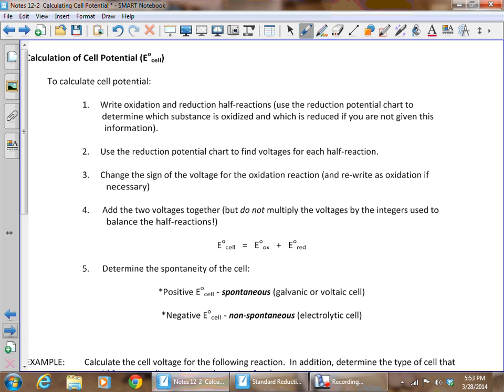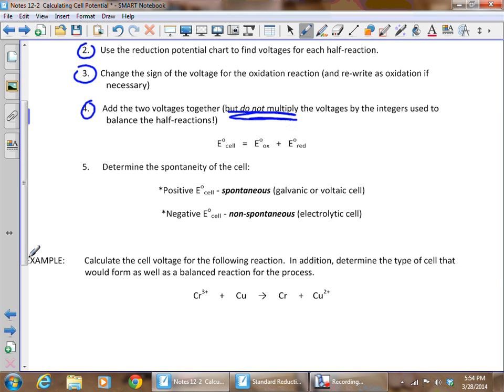So to calculate cell potential, we're going to need to write oxidation-reduction half reactions. We're going to use the reduction potential chart to find the voltages for each half reaction. We're going to change the sign if it's oxidation, remember. We're going to add the two voltages together. Do not balance it first. This is one of the most common mistakes. Do not multiply the voltages for balancing. You're going to get the wrong answer if you do. Then once we find those voltages, we'll simply add them together to get E cell.